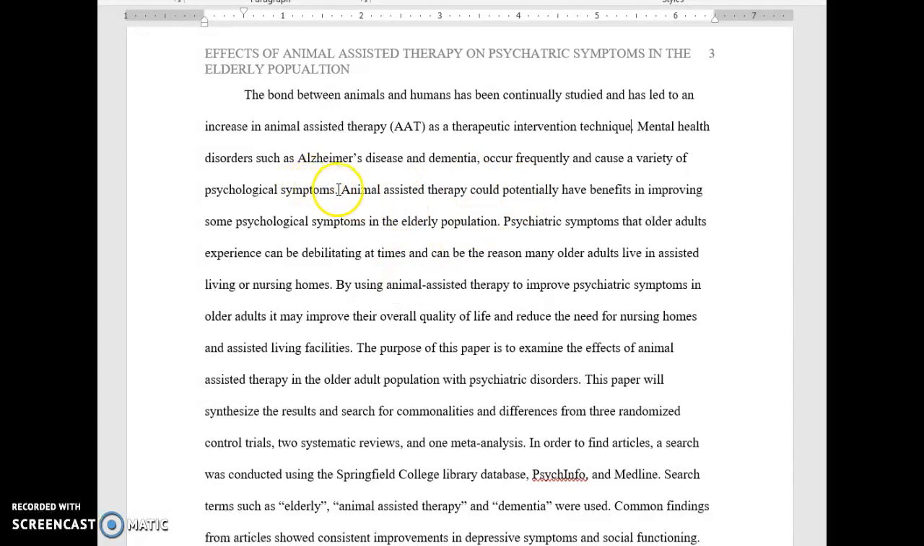It would be good here to, you want to draw the reader in. So, what is the scope of the problem? What is the prevalence of Alzheimer's disease and dementia? You're saying it occurs frequently and causes psychological symptoms. Well, why should I care about that? What is the scope of the problem? So you want to make some sort of statement to draw the reader in and make the reader care about this topic that you have researched.